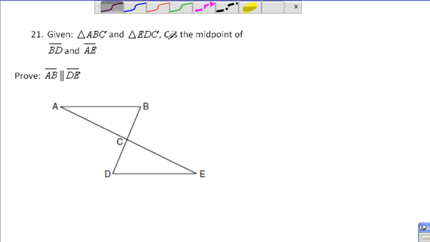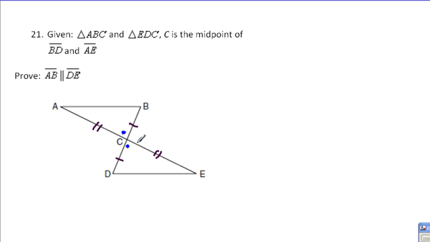Now, given that in these two triangles, C is a midpoint. C is the midpoint, that means this one is equal to this one, and that one is equal to this one. Because C is the midpoint of DB, which makes BC and CD equal to each other. And C is the midpoint of AE, which then makes AC and CE equal to each other. Now, as soon as you realize that by the given, then we also realize that this angle is congruent to this angle. It tells us that these two triangles must be congruent.